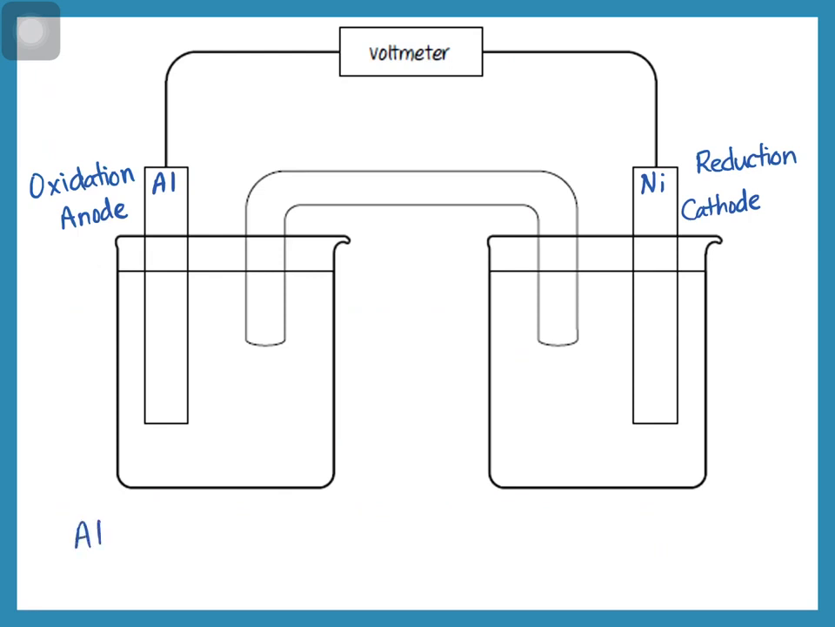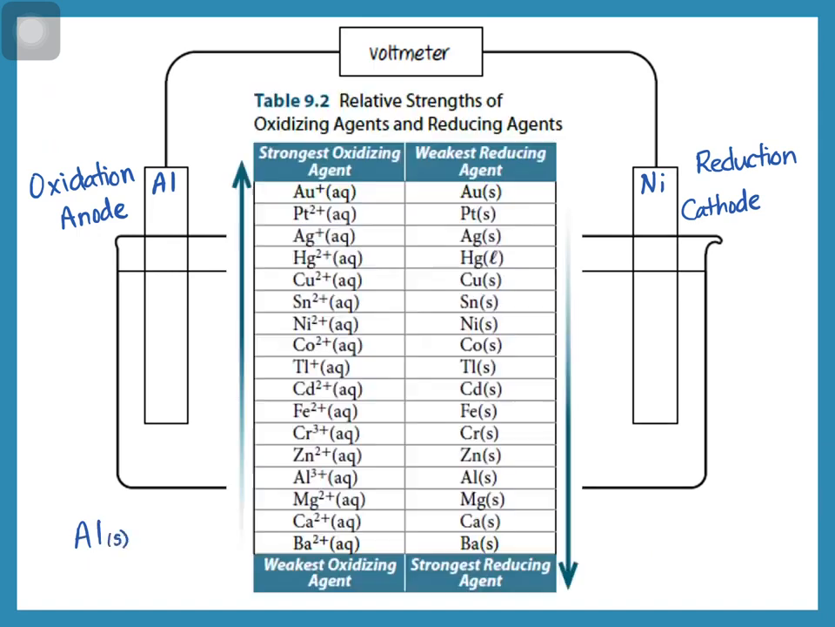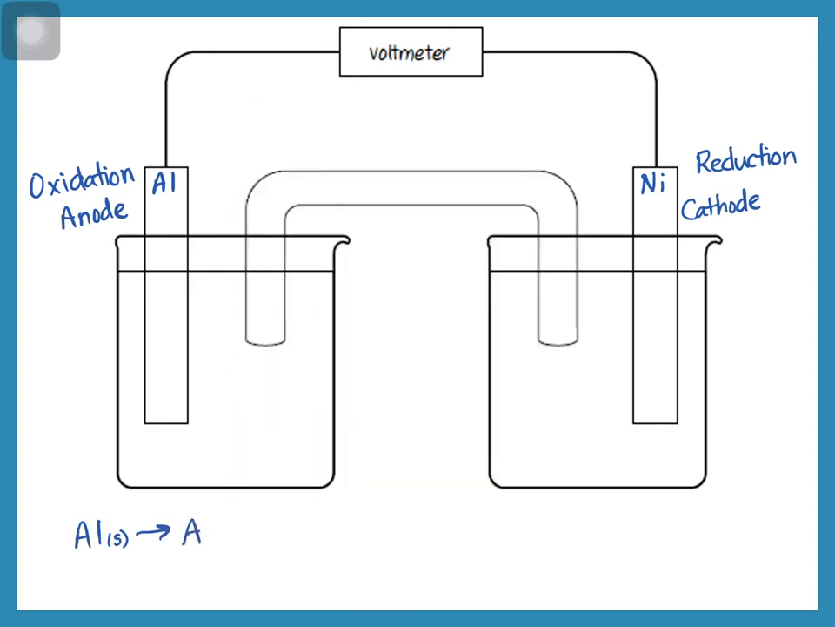Oxidation is a loss of electrons, which means the aluminum electrode, or the anode, is where I start with the solid, and that's going to get smaller because it is going to lose electrons. So this is going to split into ions and electrons. That means my direction of electron flow is from the aluminum anode to the nickel cathode. So that was C, which shows the electron flow.